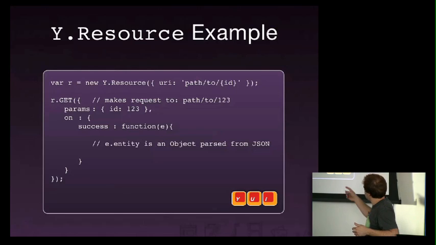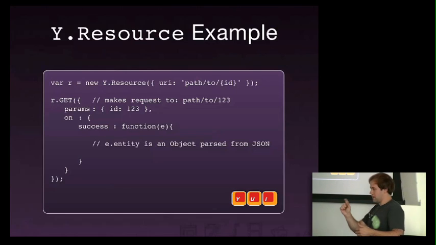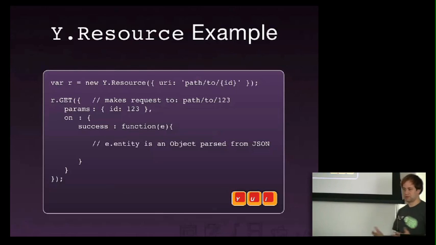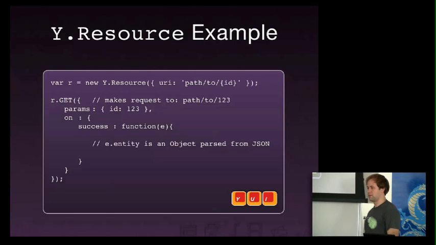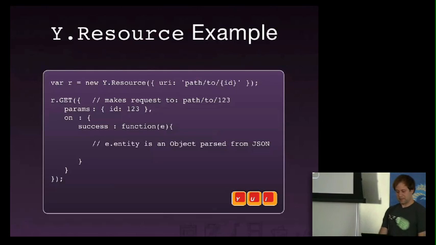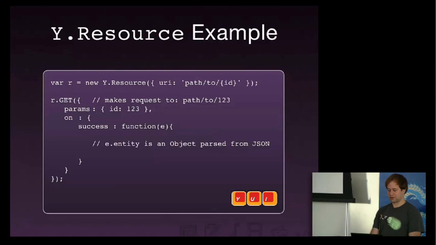And then on success, I'm given an event object E, and E.entity is something that has already been JSON parsed, or this also works with standard form post bodies too. But this way, my data is already ready for me to use. I don't have to call JSON parse, and it was just much more convenient.